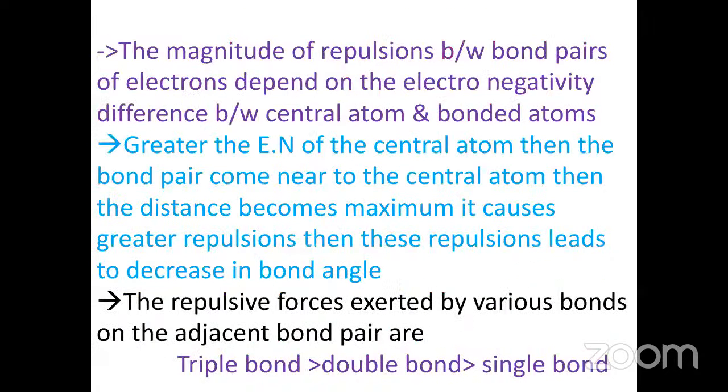The magnitude of repulsions between bond pairs of electrons depends on the electronegativity difference between the central atom and the bonded atoms. The greater the electronegativity of the central atom, the nearer the bond pair comes to the central atom. Then it causes greater repulsions, and these repulsions lead to a decrease in bond angle.